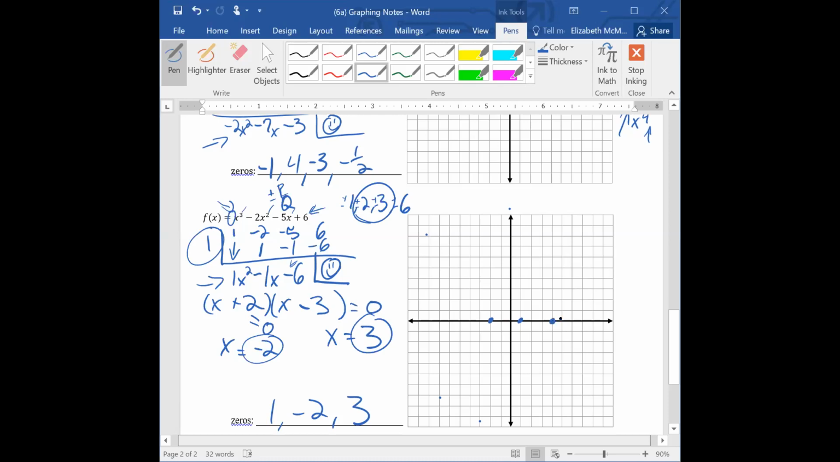This is a cubic graph. Remember the cubic graphs we said look like this when they're right side up. Our right side one opened up. And they would look like that when it's negative. So the right side one opens down. We have a positive one, so it's going to look roughly like this. We're going to go up, down, and back up.